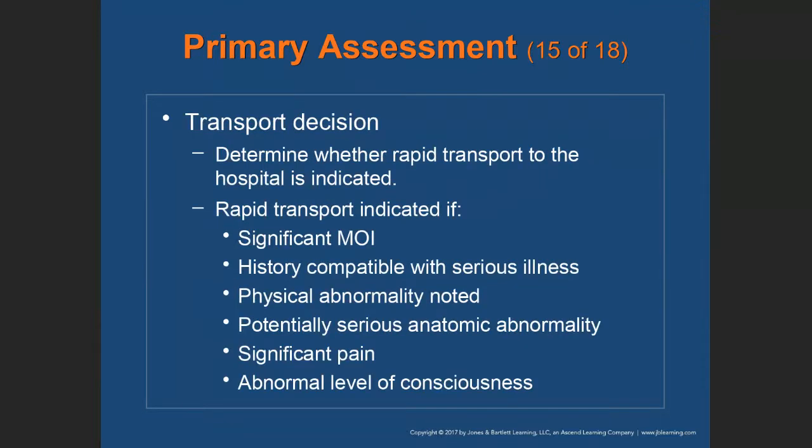Now, after the ABCDEs, you make a transport decision. Determine whether rapid transport to the hospital is indicated. Rapid transport is indicated if there is a significant MOI, history compatible with serious illness, physical abnormality noted, potentially serious anatomic abnormality exists, significant pain is present, or they have an abnormal level of consciousness.